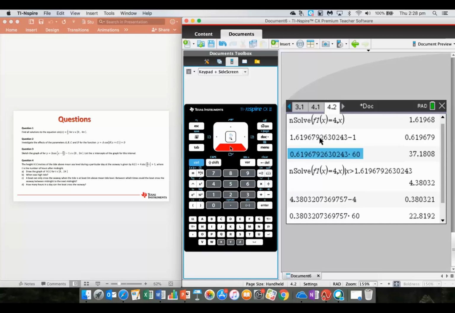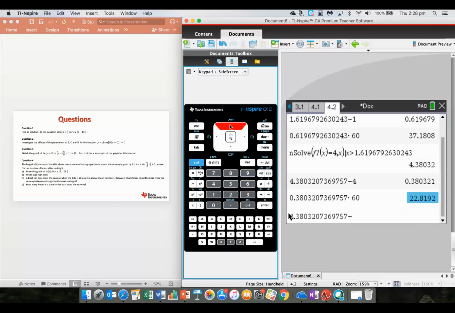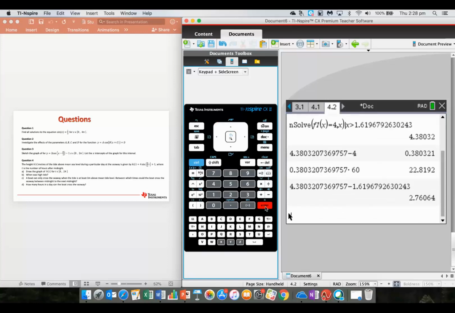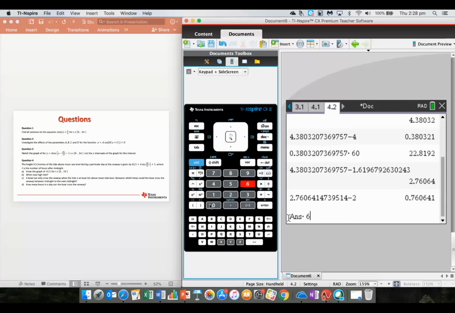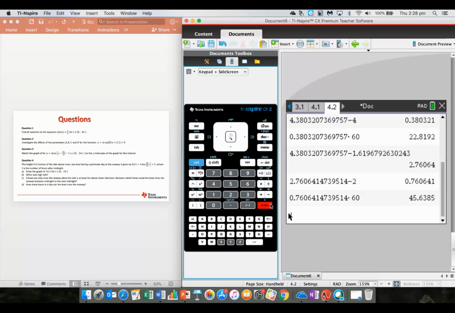Actually, let's start with this one. 4.38, subtract this one here. So that's 2.76. So how many hours and minutes is that? So subtract 2, multiply by 60, and that gives me 2 hours and 46 minutes. So I've found the first part of part D.